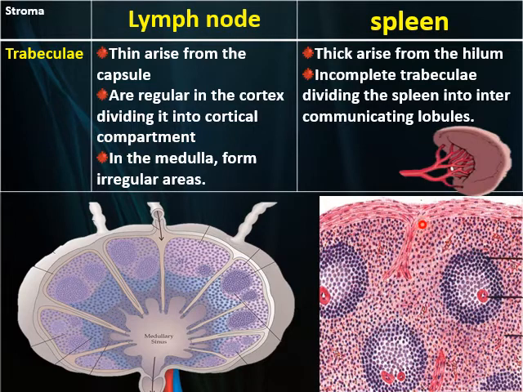They form incomplete trabeculae, dividing the spleen into intercommunicating lobules. Here, each lobule is separate, but here we have intercommunicating lobules.